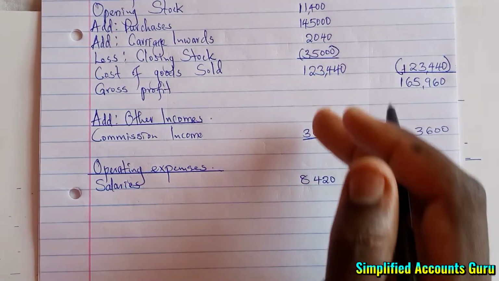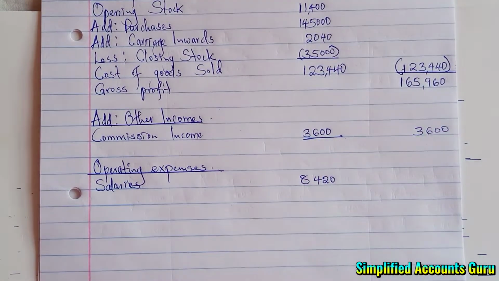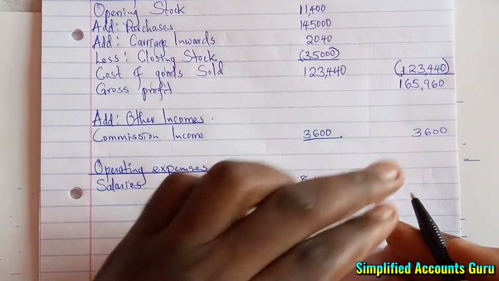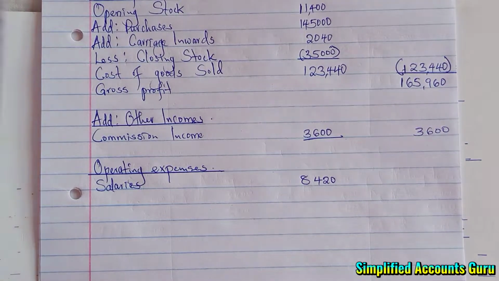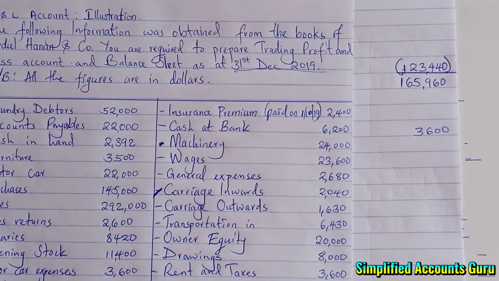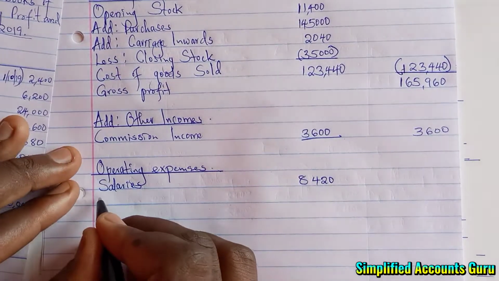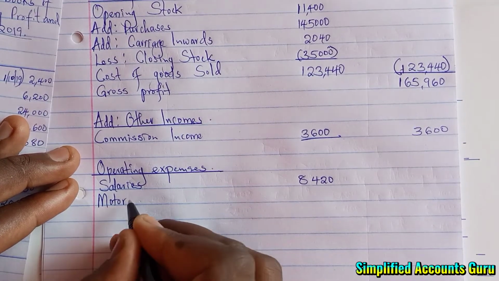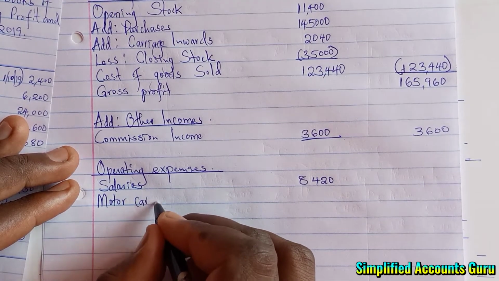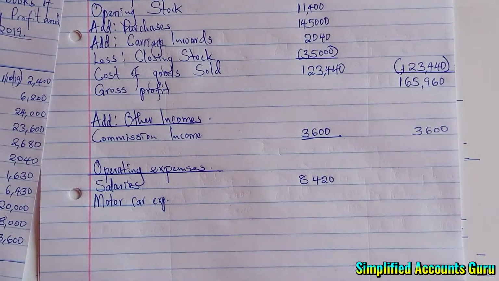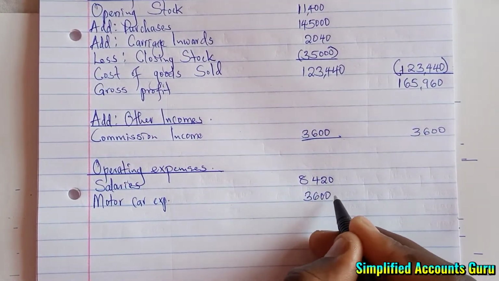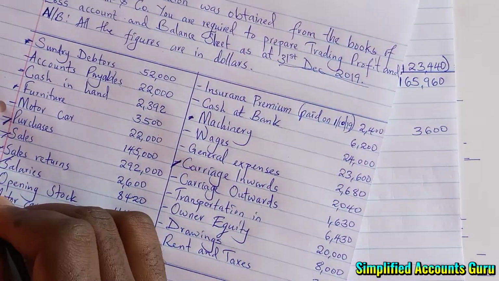We expected to have a series of them, but unfortunately or fortunately, we now only have one. So that one, you extend it to the last column. Then we have picked salaries already. Motor car expenses, you can also pick that one. This one could be motor car repairs and maintenance of motor car. So you pick that one. The amount is 3,600. That one is already done.